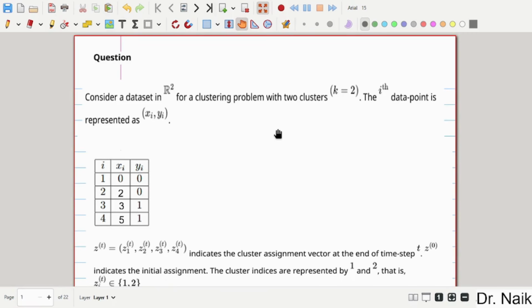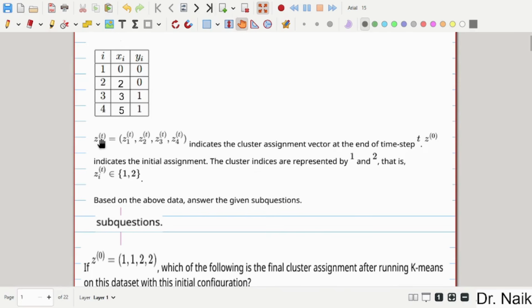Today we will practice for our quiz 1. Consider a data set in R2 for a clustering problem with two clusters, k is equal to 2. The ith data point is represented as (xi, yi). So these are the points: point 1 with coordinate (0, 0), point 2 with coordinate (2, 0), point 3 with coordinate (3, 1), point 4 with coordinate (5, 1).